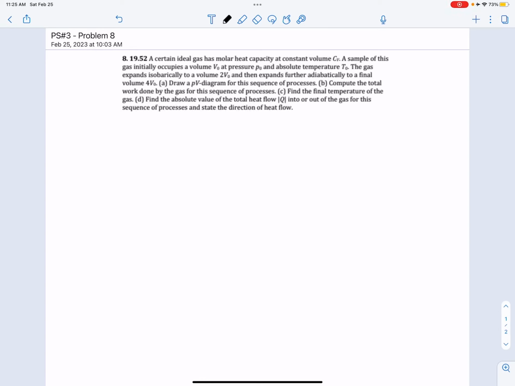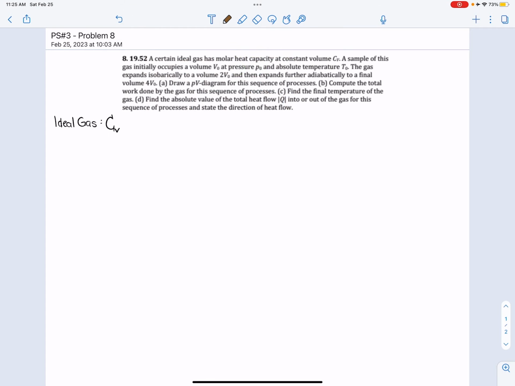Hi, this is problem set number 3, problem 8. A certain ideal gas has molar heat capacity at constant volume CV. So I've got an ideal gas with a molar heat capacity at constant volume that we'll call CV. Capital C, subscript V.